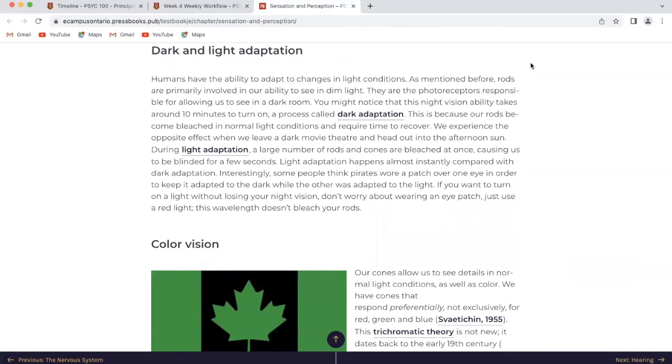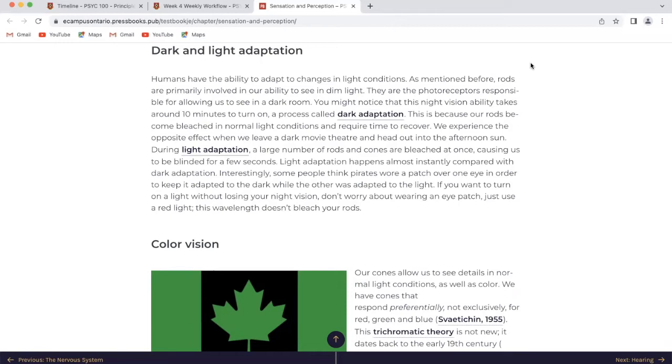Dark and light adaptation. Humans have the ability to adapt to changes in light conditions. As mentioned before, rods are primarily involved in our ability to see in dim light. They are the photoreceptors responsible for allowing us to see in a dark room. You might notice that this night vision ability takes around 10 minutes to turn on, a process called dark adaptation. This is because our rods become bleached in normal light conditions and require time to recover.